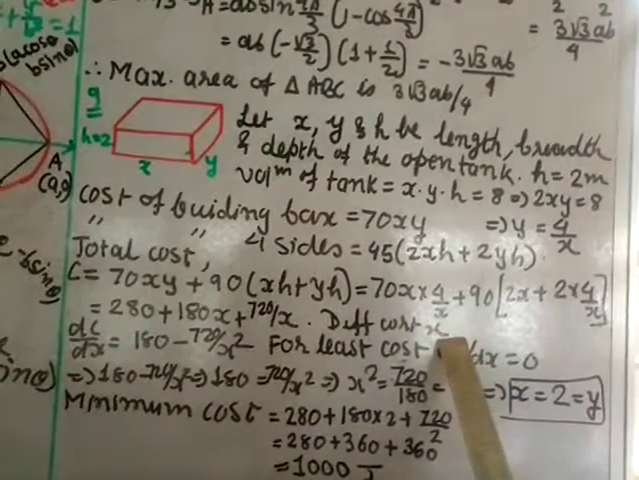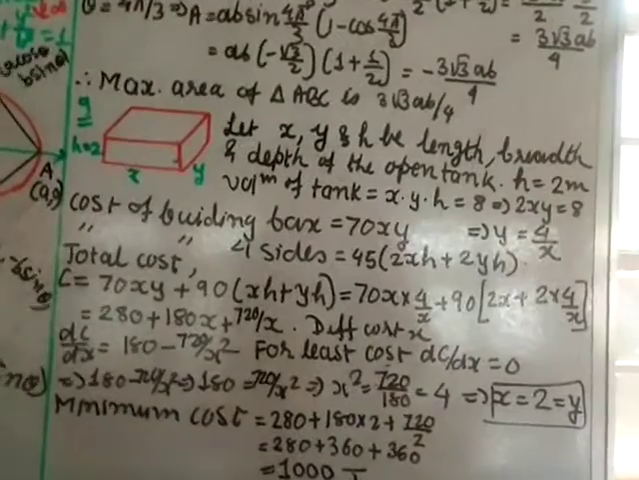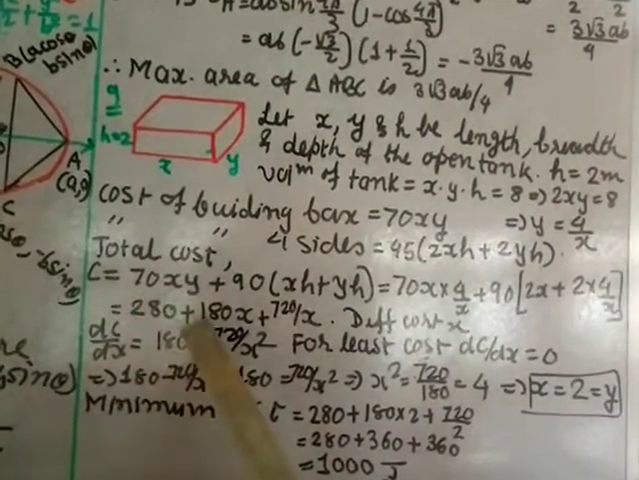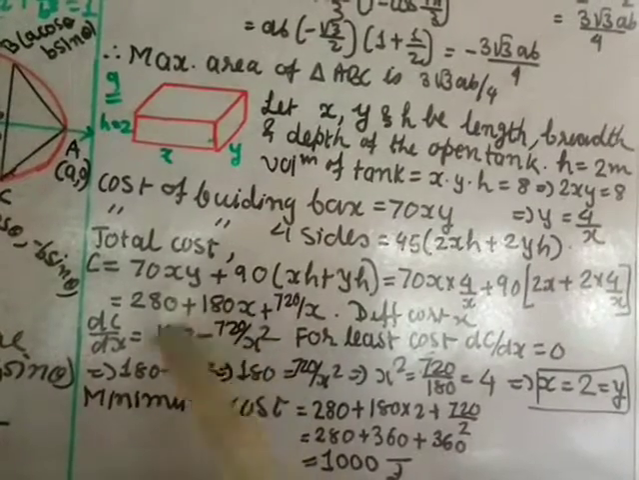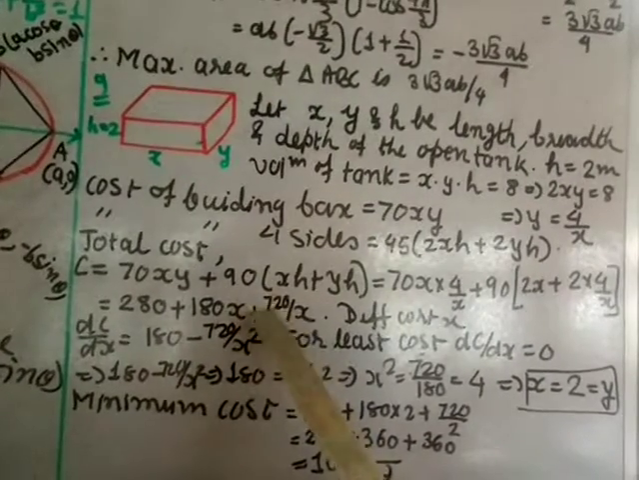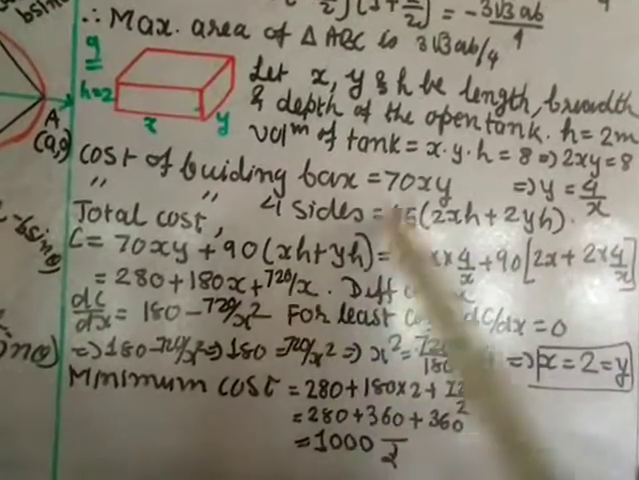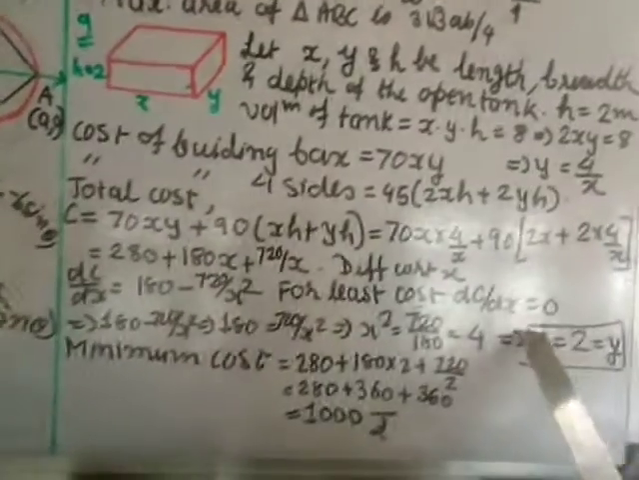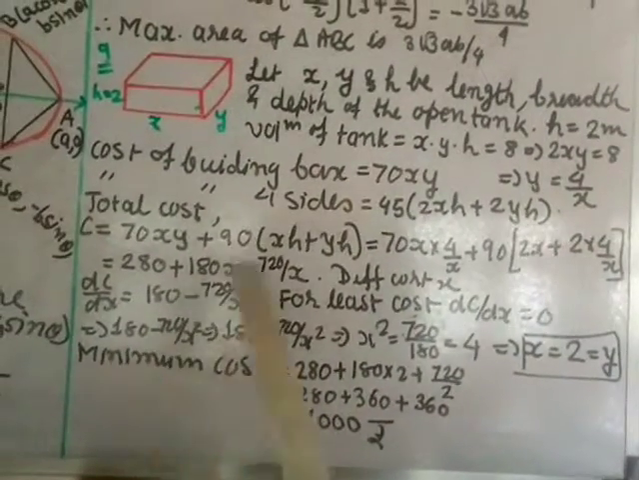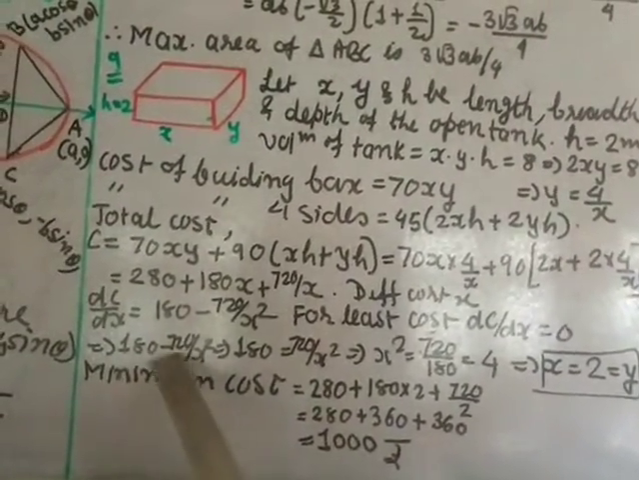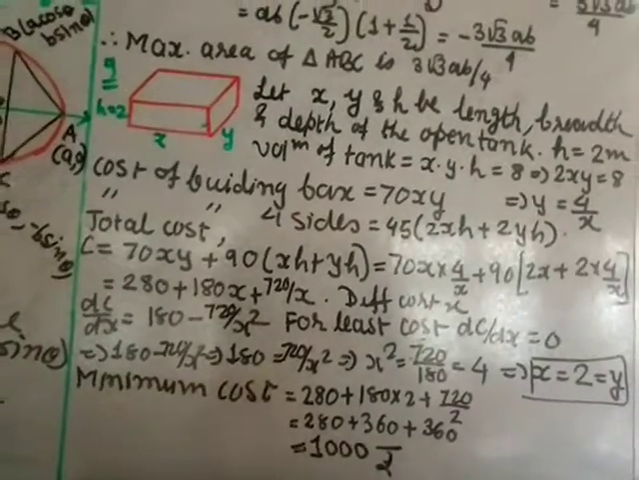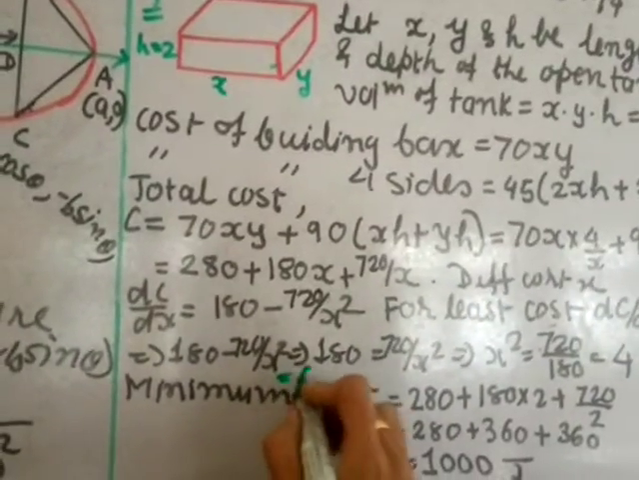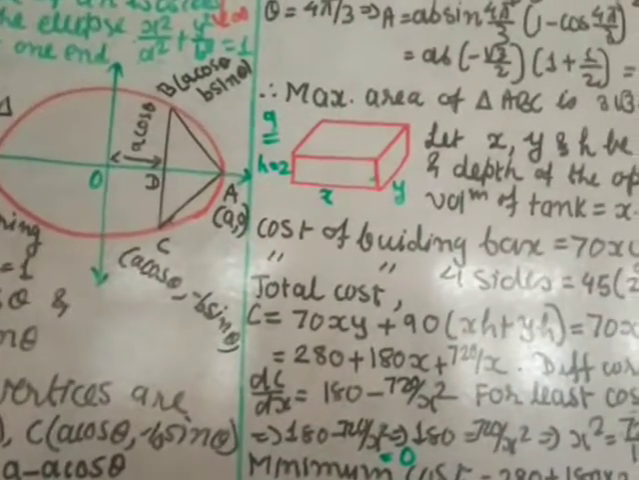Now differentiate with respect to x, because you have to find the minimum cost. So dc by dx equals 0 for the constant, 180 for the 180x, minus 720 by x square. For least cost, dc by dx has to be 0, so equate with 0. Transferring the 720 by x square to the other side, it becomes positive.